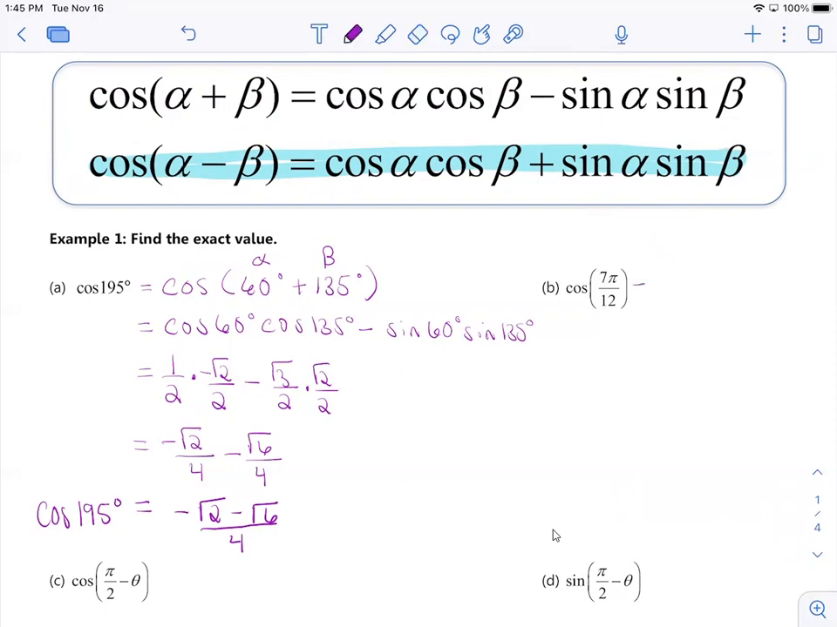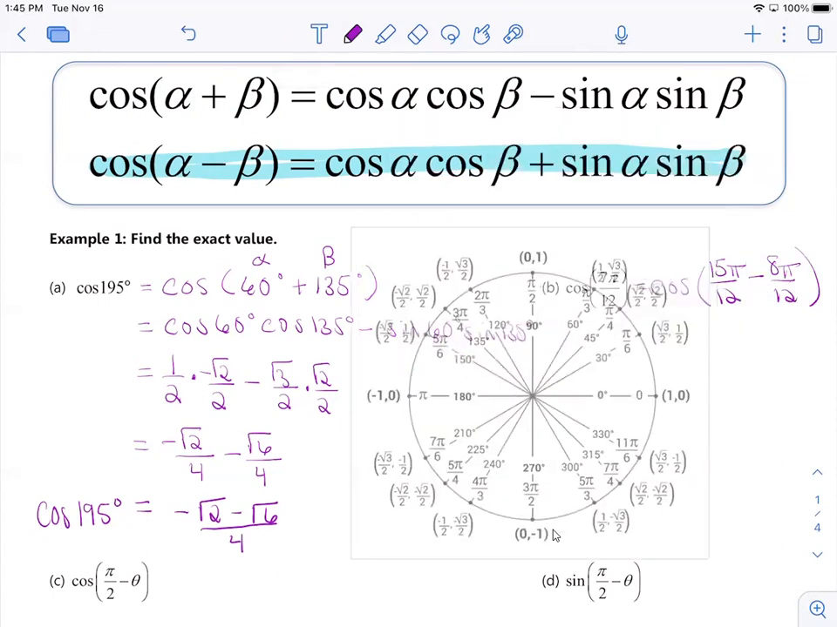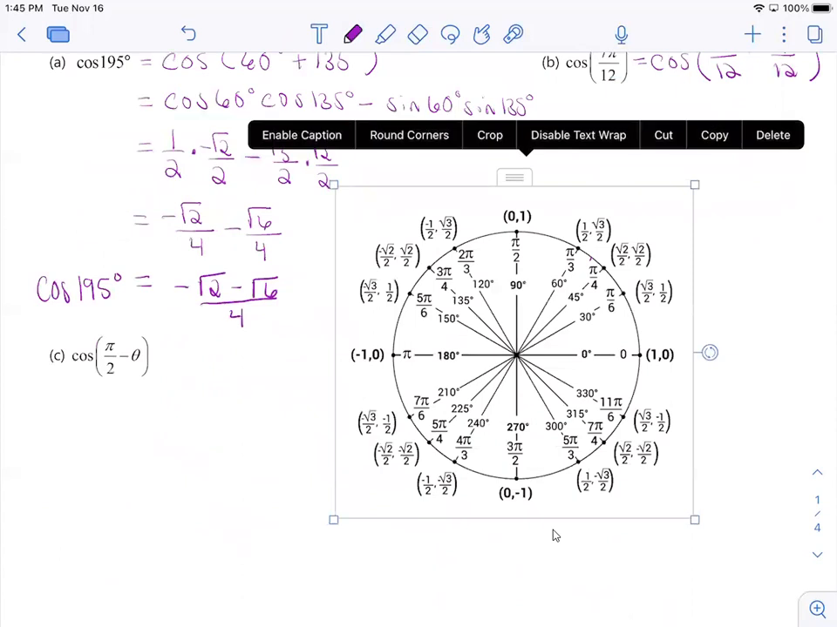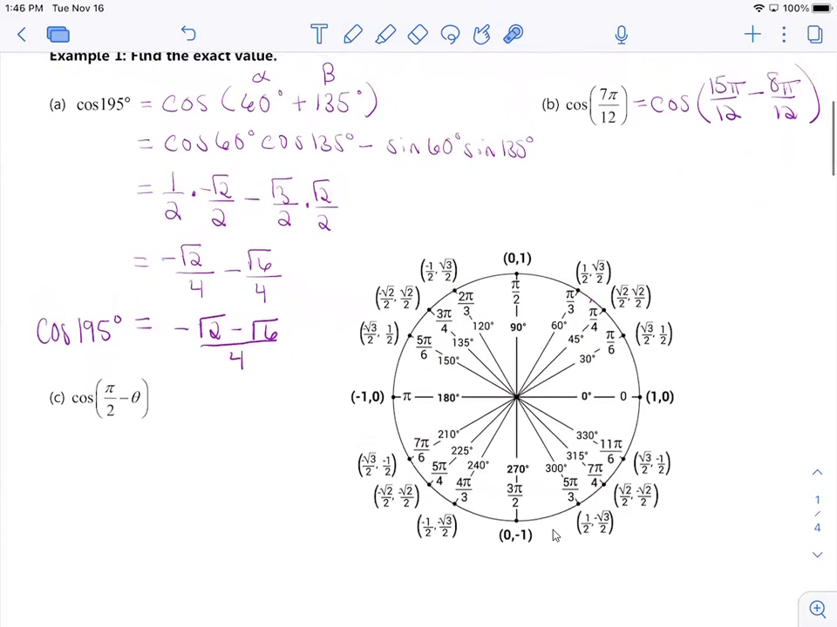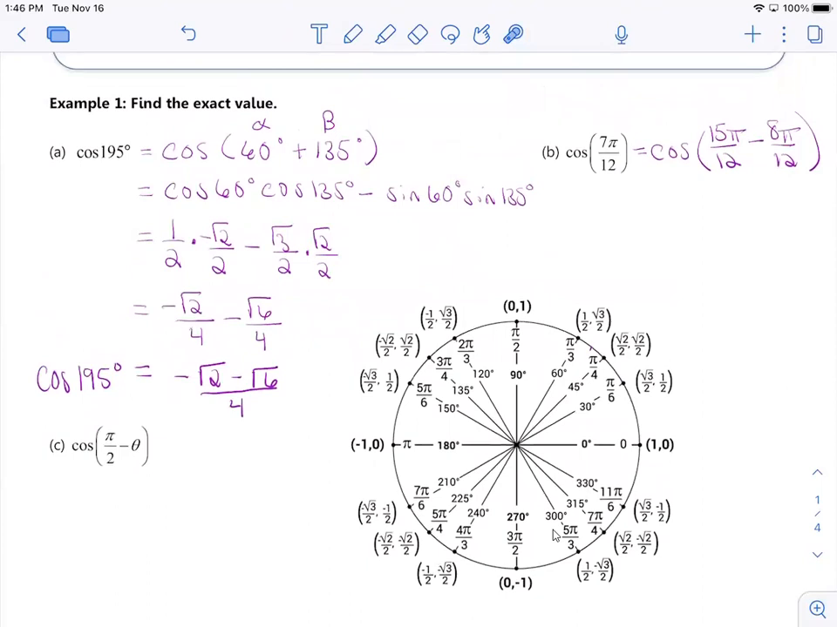But what I came up with is cosine of 15 pi over 12 minus 8 pi over 12. Another option is to go ahead and change what's on your unit circle to have a denominator of 12. If I put this back up, it gets a little messy, but you could change these to have a denominator of 12 to see what you could combine to get 7 pi over 12. Or you could do trial and error. If you subtract those, we do get the same thing we're trying to evaluate.